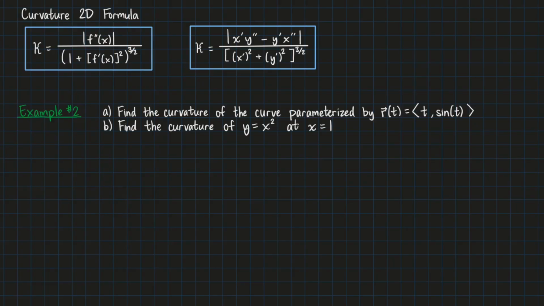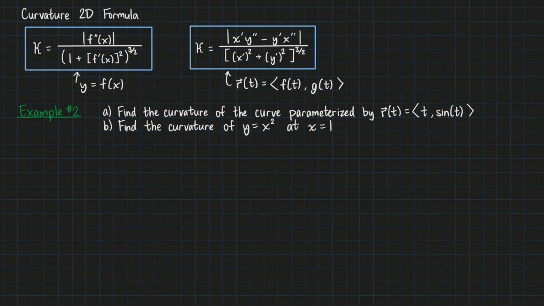If the curve is in 2D, then we can use one of these two formulas. The formula on the left is helpful if we have y as a function of x, and the formula on the right is if we have a vector valued function r. I'm going to use these in example 2, but they're pretty straightforward. So for example 2a, we want to find the curvature of the curve parameterized by r of t equals t, sine of t. So we want to use the formula on the right in this case.